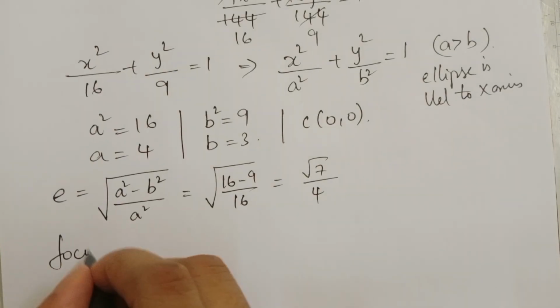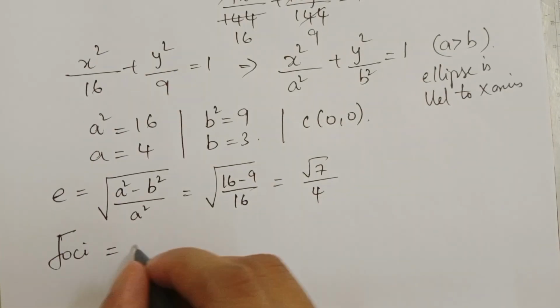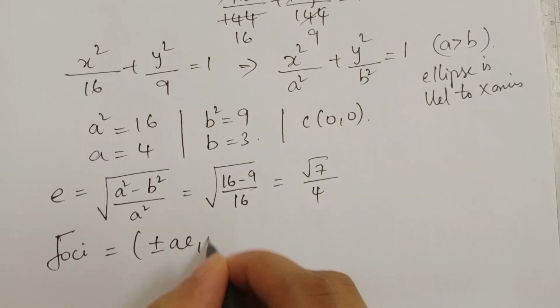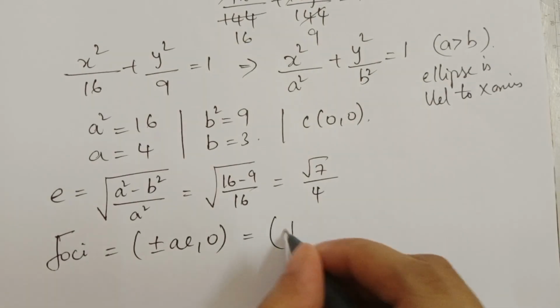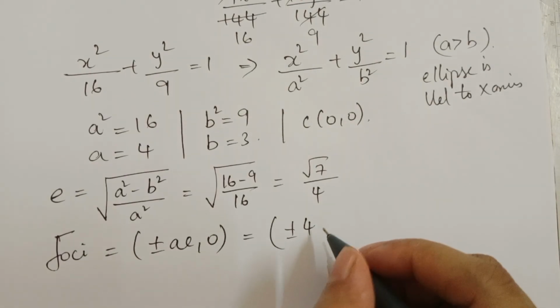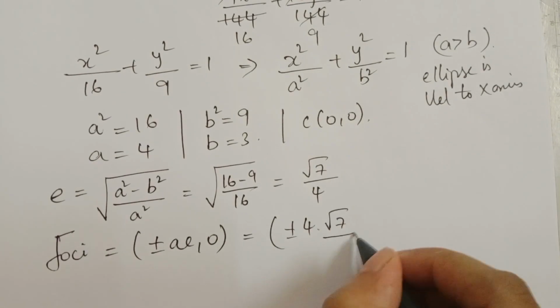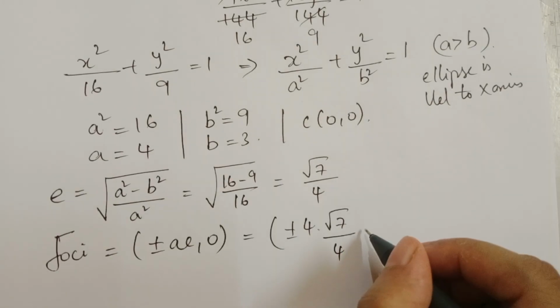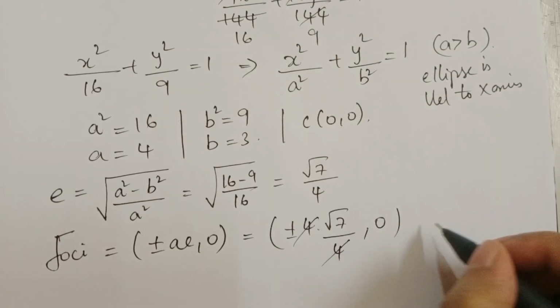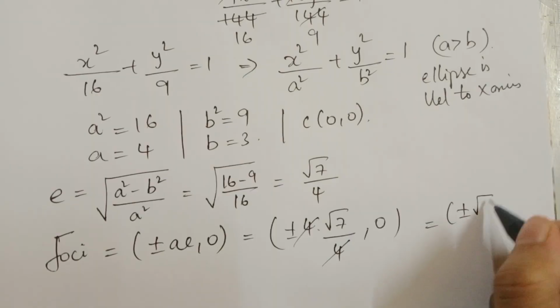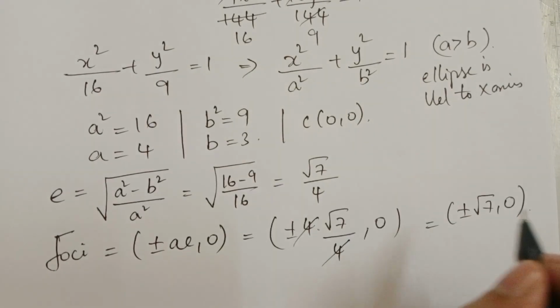And for C we'll get, by the formula, plus or minus ae comma 0. So this is equal to plus or minus a value is 4 into e value is root 7 by 4 comma 0. This gets cancelled, so it is plus or minus root 7 comma 0.